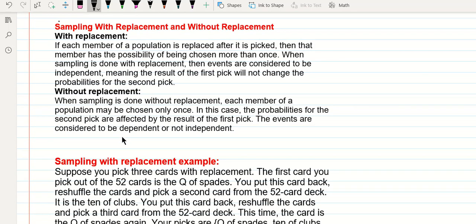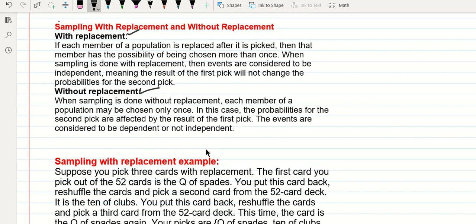If we move now to sampling with replacement or without replacement, we talked a little bit about this in class the other day. With replacement means you put whatever you chose back into your sample. Without replacement means we choose something, but we do not put it back.